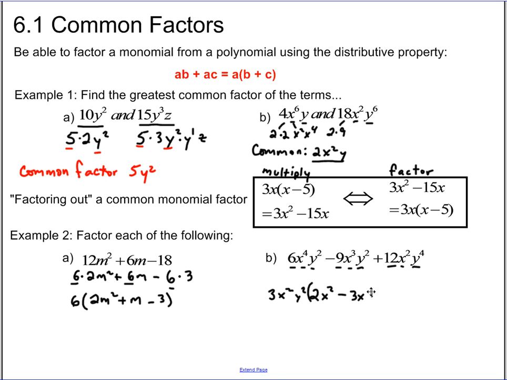Now for the last term, 3 times 4 gives us 12. x squared times, well, it's 1, would give us x squared. y squared times y squared would give us y to the fourth, and that would be our factored form using the distributive property. Okay, more coming up in the next video.